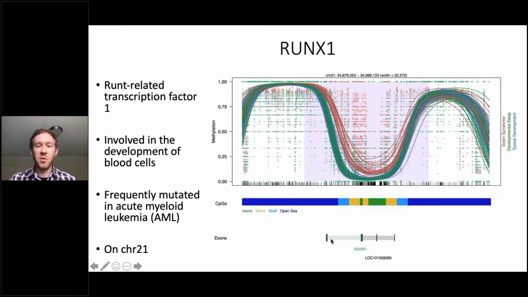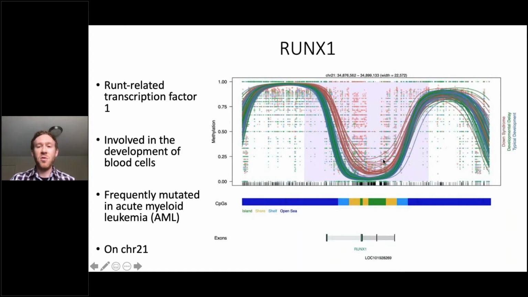Over here, you can see one of the plots where it shows the exons for the genes, as well as the CPG annotations, of whether it's an island, shore, shelf, or open sea. The dots over here are colored by group, where red is Down syndrome, green is developmental delay, and blue is typical development. And each dot represents a CPG assay, and then the size represents the overall coverage.